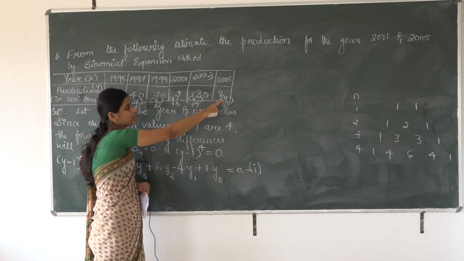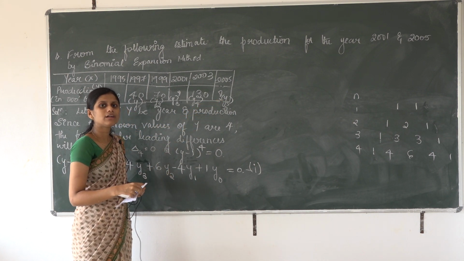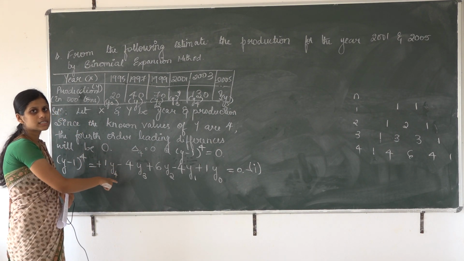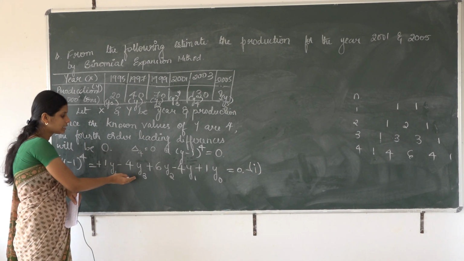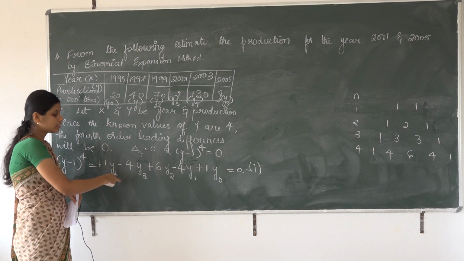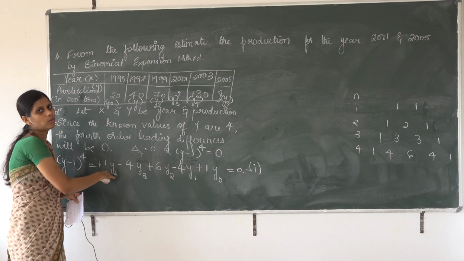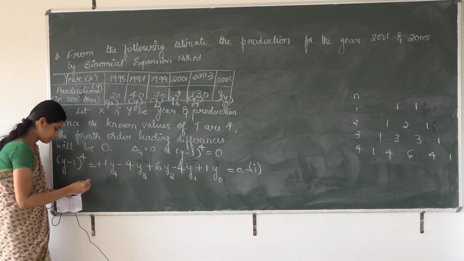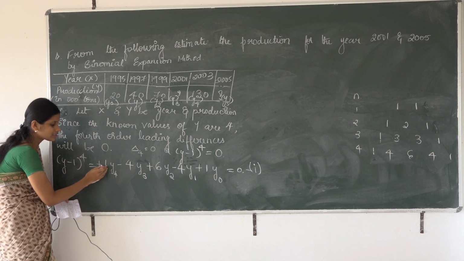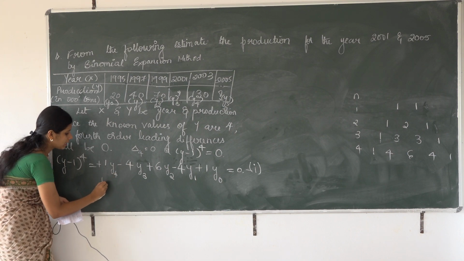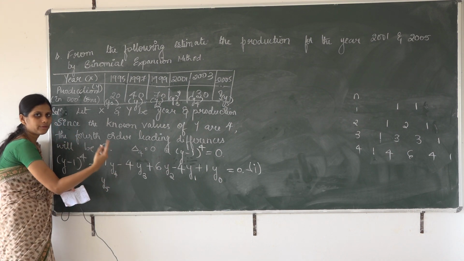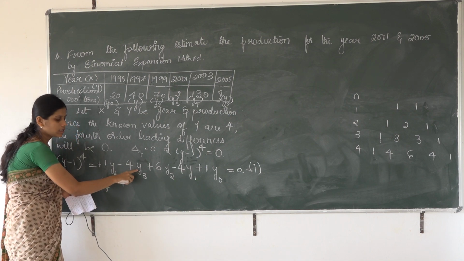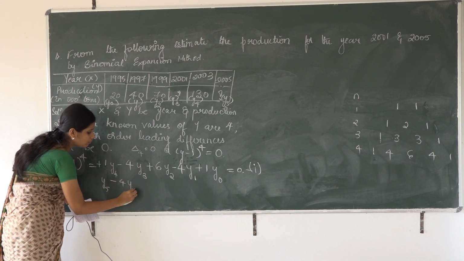Now how to find out the second missing value? To find out the second missing value, we have to increase the suffixes of y by 1. For the same equation, we have to increase the suffixes of y by 1. So how it will be? That is, y4 will become y5. We have to increase the suffixes by 1. Minus 4 as it is, y3 will become y4.